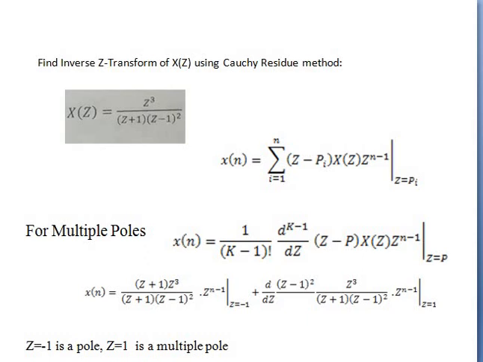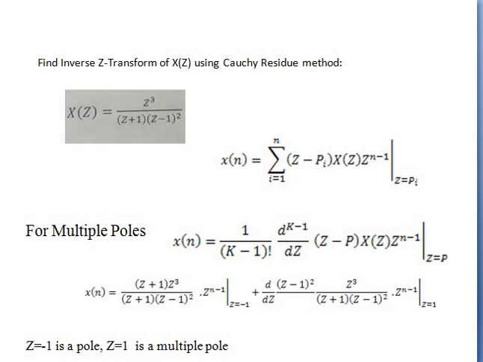So our x of n is z plus 1 into z cube divided by z plus 1 into z minus 1 the whole square into z power n minus 1. Here z equal to minus 1, that is for the single pole. z equal to 1, z equal to minus 1. Then for the multiple pole, the x of n is d by dz of z minus 1 the whole square into z cube divided by z plus 1 into z minus 1 the whole square into z power n minus 1, z equal to 1.